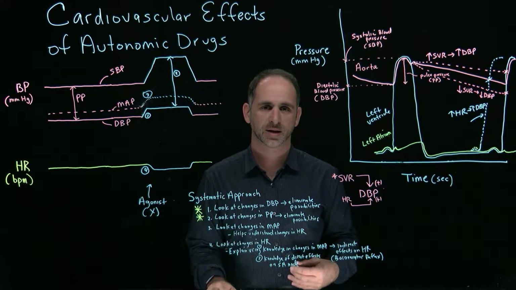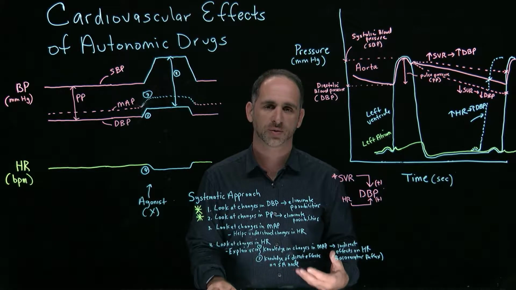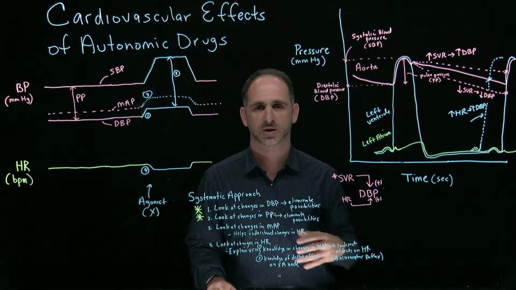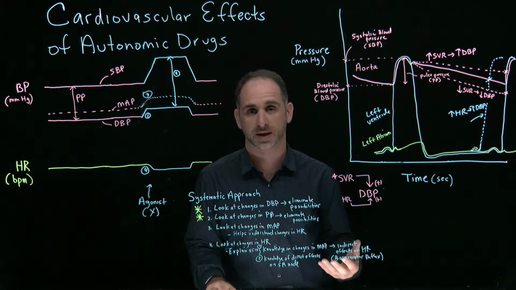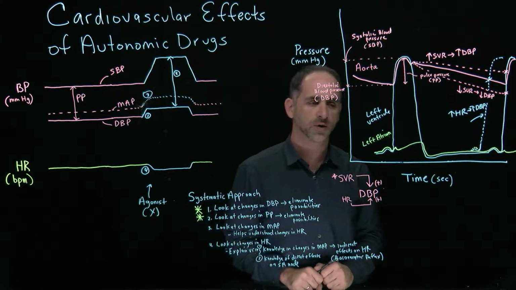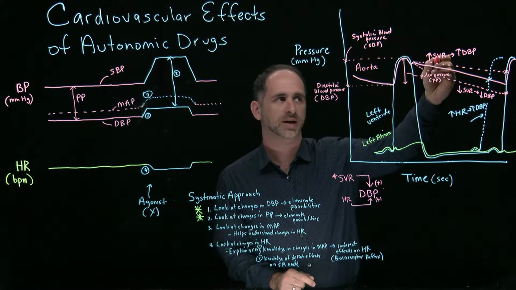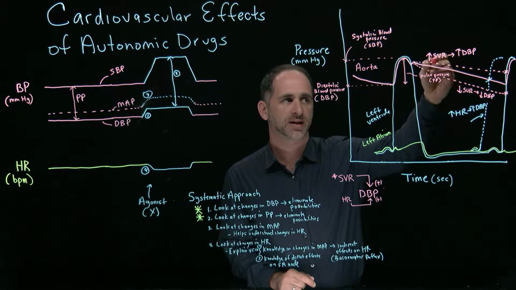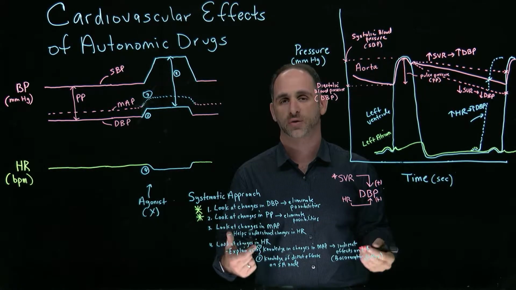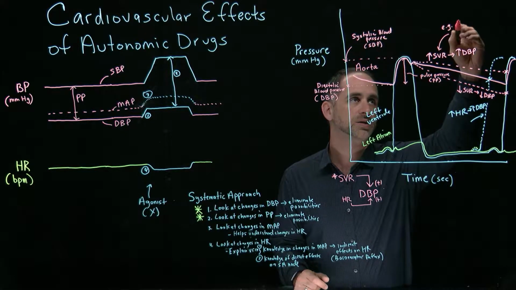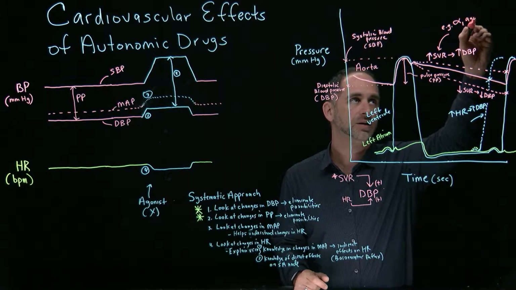Now, one other thing before we move on to the pulse pressure is, what are some receptors that we can think about in terms of affecting the systemic vascular resistance, in terms of receptors that we can stimulate? So just for a review, what are some receptors that we can stimulate that can affect the systemic vascular resistance and increase it? Well, for example, right here, this could be an alpha-1 agonist.